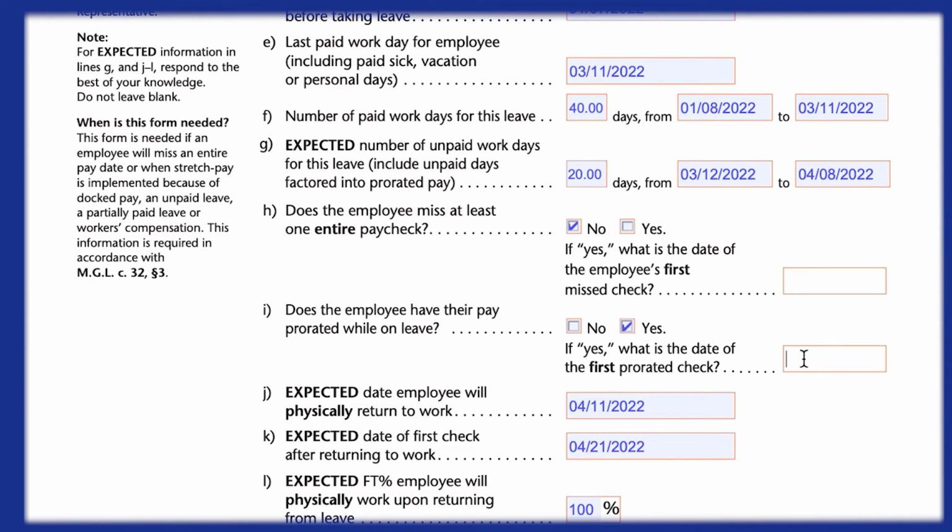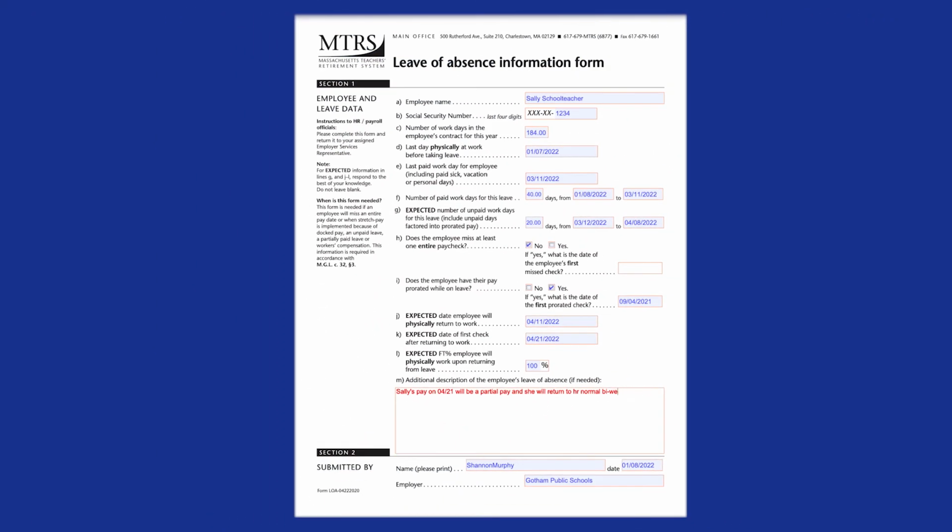So Sally notified the school at the very beginning of the year that she was going to take a leave of absence starting in January, hoping to return in April. As a result, the school prorated her pay down from the very first check of the school year. So that's the date you would enter here. So her first check that was prorated is 9/4/2021. Everything else remains the same. The facts are all the same. She had 40 paid days. She had 20 unpaid days. She's expected to return on April 11th. And then again, you can just add any comments that you find helpful or necessary to send to the MTRS. Again, you'd have your name, date you filled out the form, and your school district.